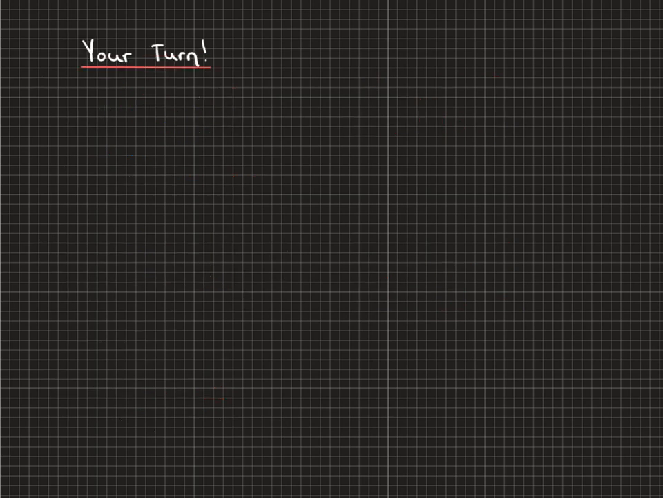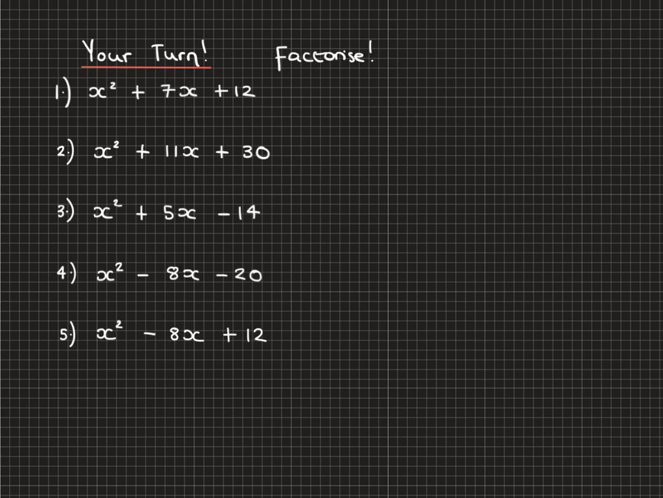So we're going to finish off by you having a go at 5 examples. In each case, we will have a quadratic expression. Can you factorise each of these quadratics into the corresponding pair of double brackets? So once the questions come up, make sure you pause the video, have a go yourself, and then the answers will come up afterwards. So let's see how you got on with these.